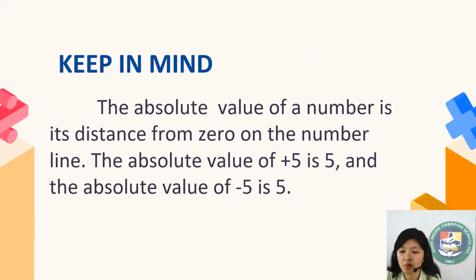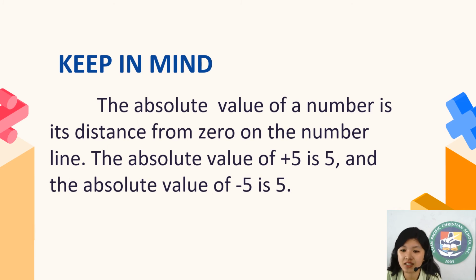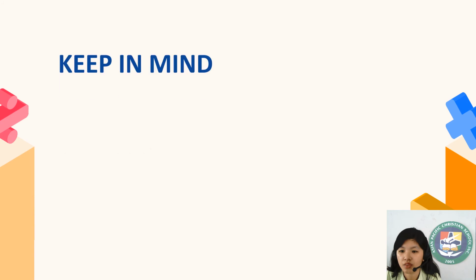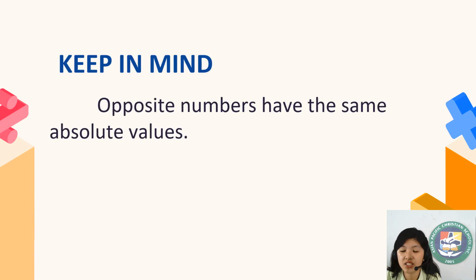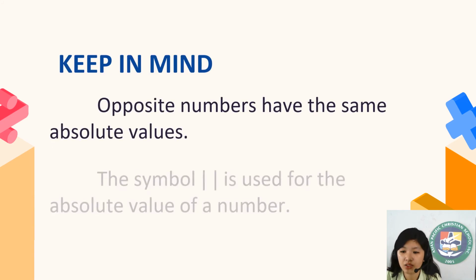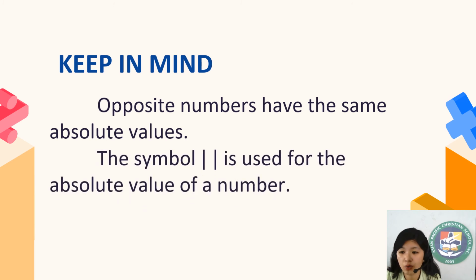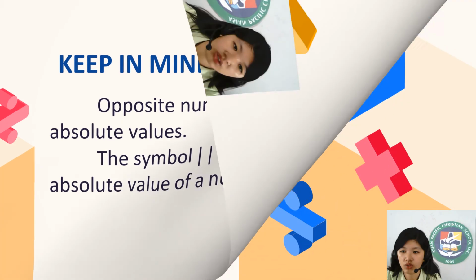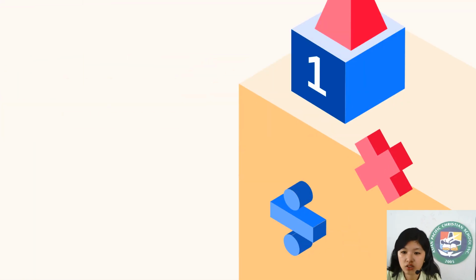So next, the absolute value of a number is its distance from 0 on the number line. The absolute value of positive 5 is 5 and the absolute value of negative 5 is also 5. Next, opposite numbers have the same absolute values. So the symbol, yung dalawang bars, are used for the absolute value of a number. So ganun lang kadali yung ating discussion.